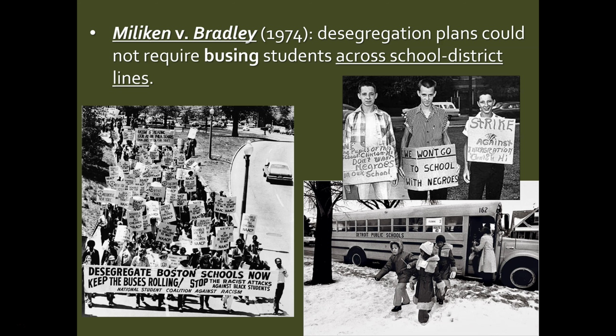And what this court case said is that busing within a school district is okay, but you can't force them to cross school district lines. Now, what does that mean in practice? Well, if white students didn't want to go to school with black students, what white parents could do is move out of that district, say out to the suburbs or something, and then white kids would still be going to an overwhelmingly white school, and black students would be going to an overwhelmingly black school because they'd basically separated along school district lines.